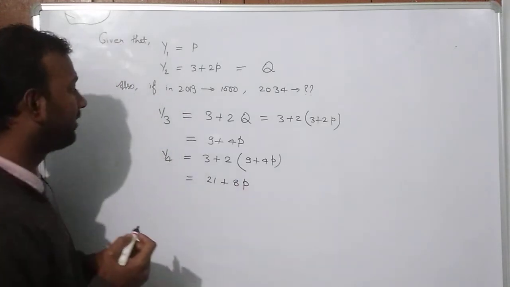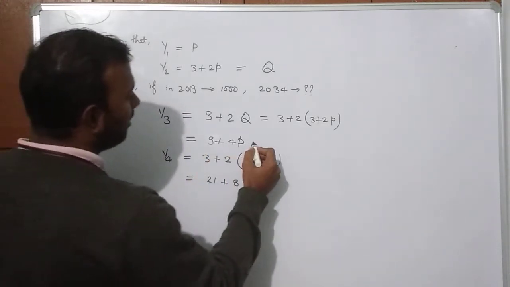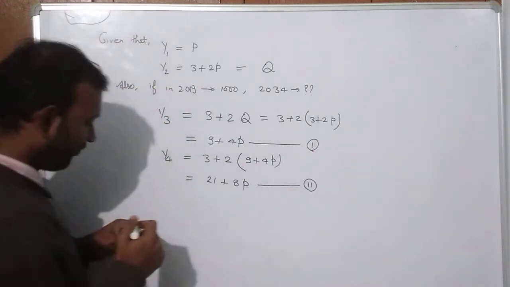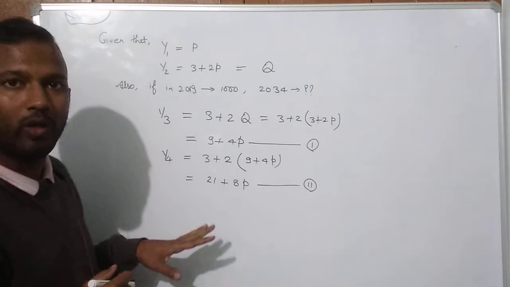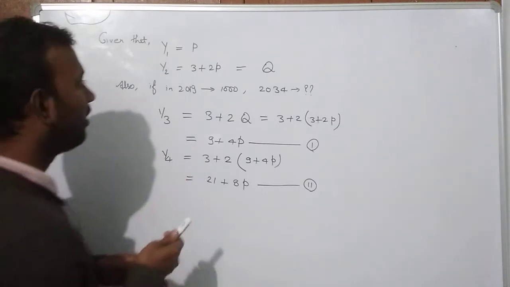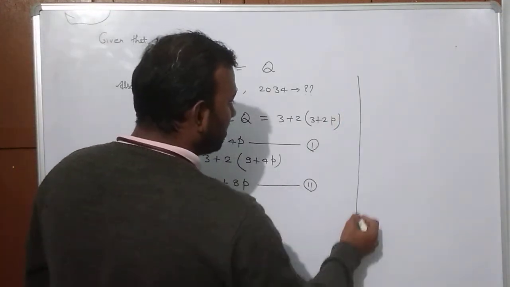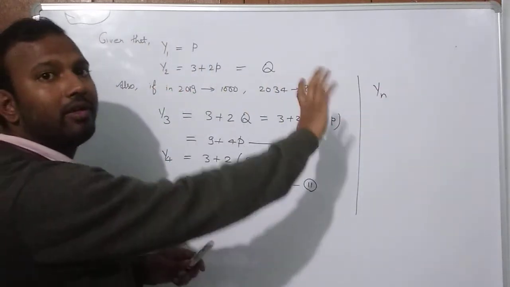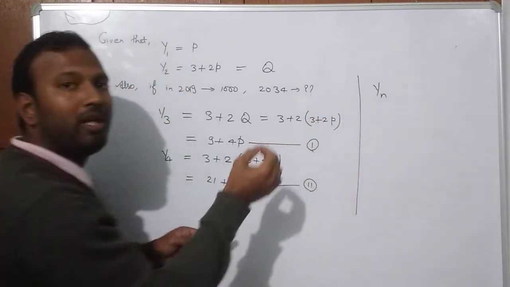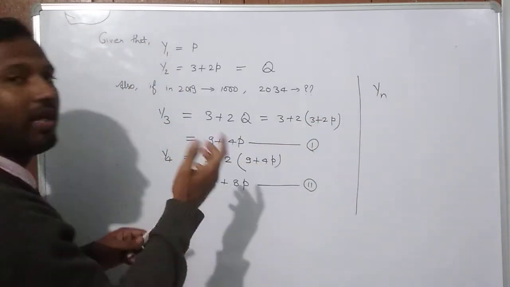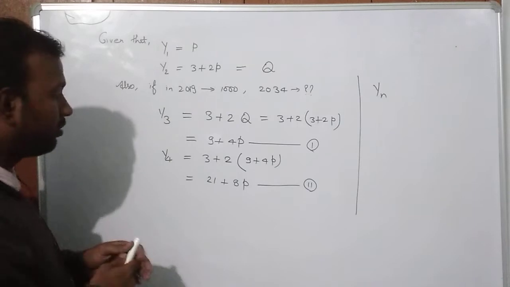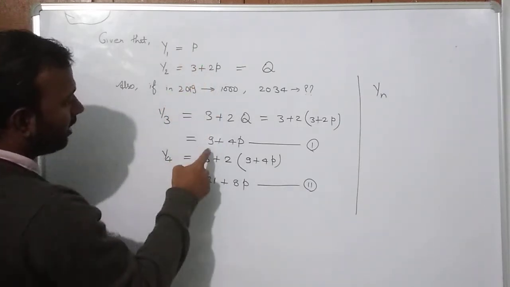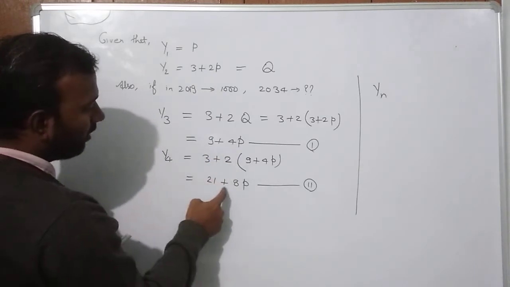Now observe the parameters. Let's say this is our record first and this is record second. We have to observe a pattern now, and accordingly we will solve. What will be the general term if we have to find it in any year, let's say the beginning of the nth year? Then what will be the pattern? P, 3 plus 2P, 9 plus 4P, 21 plus 8P.